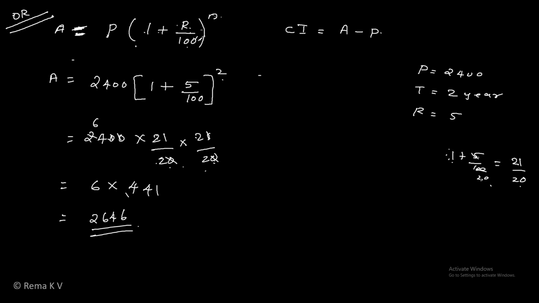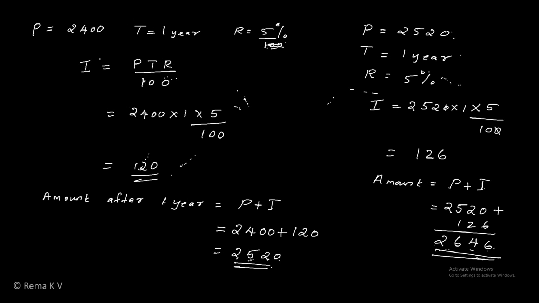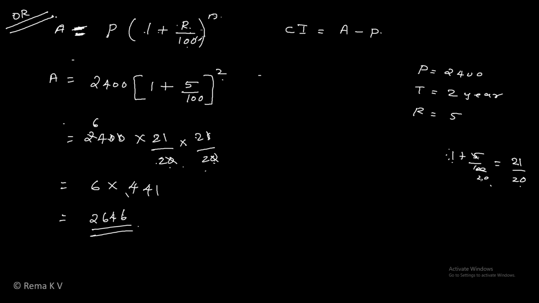We are getting it using these 4 steps. We have to write only these 4 steps instead of doing this. So learn this formula for finding compound amount. Amount is equal to P into 1 plus R by 100 the whole raised to N.